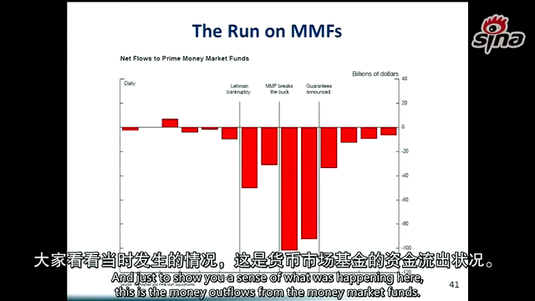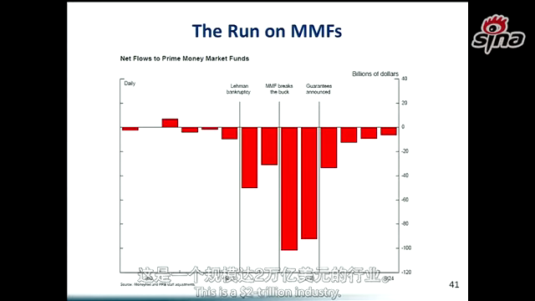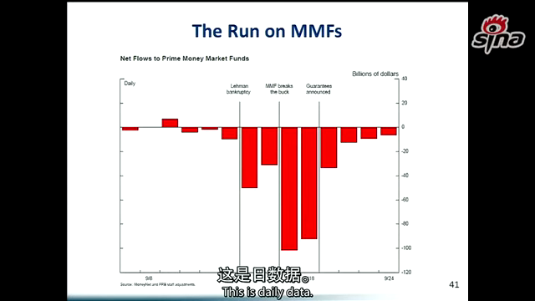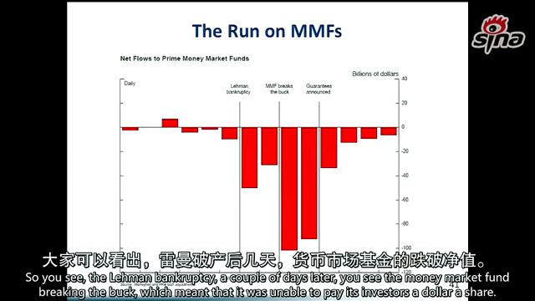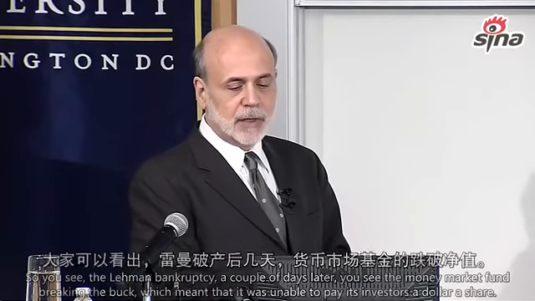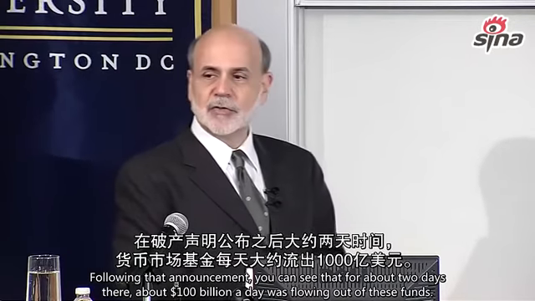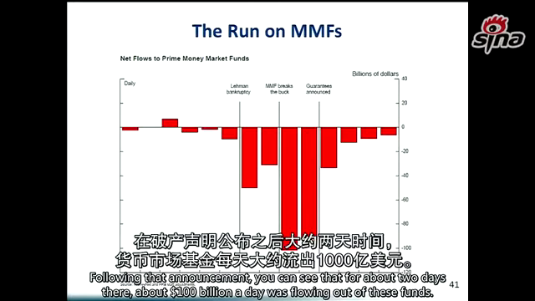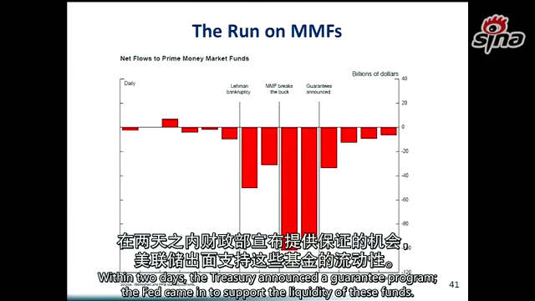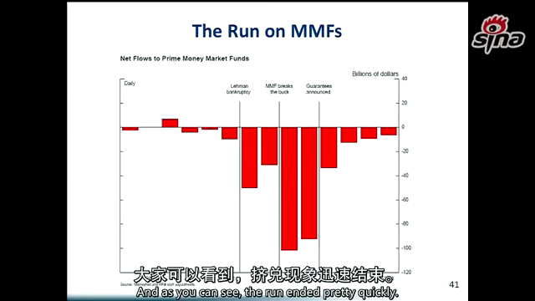And just to show you a sense of what was happening here, this is the money outflows from the money market funds. This is a $2 trillion industry. This is daily data. So you see the Lehman bankruptcy. A couple days later, you see the money market fund breaking the buck, which meant that it was unable to pay its investors $1 a share. Following that announcement, you can see that for about 2 days there, about $100 billion a day was flowing out of these funds. Within 2 days, the Treasury announced a guarantee program. The Fed came in to support the liquidity of these funds. And as you can see, the run ended pretty quickly.